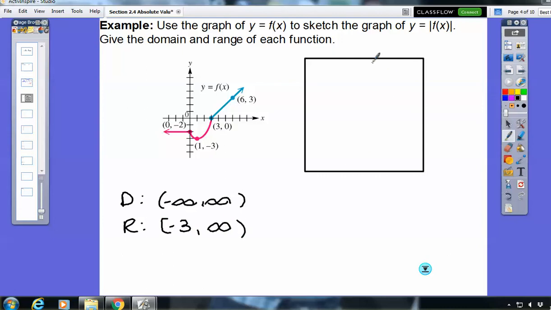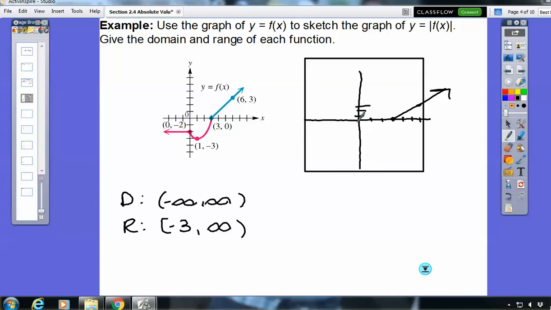Okay. You could draw them on the same graph if you drew them separately. Alright, the point (3, 0), is that going to move? No. The 6, 3 isn't going to change because these already have positive values. So that part remains unchanged. It's this red portion of my graph here. Those had negative values. So those change.